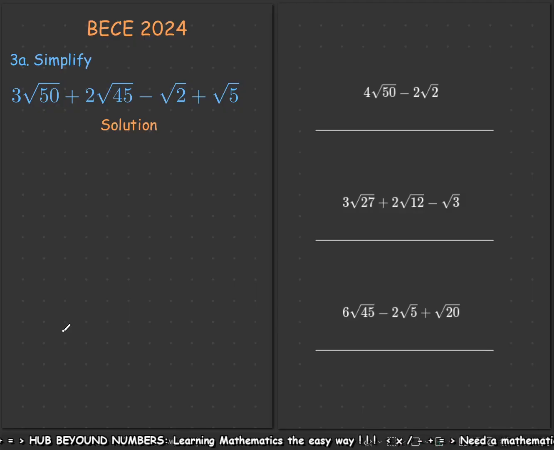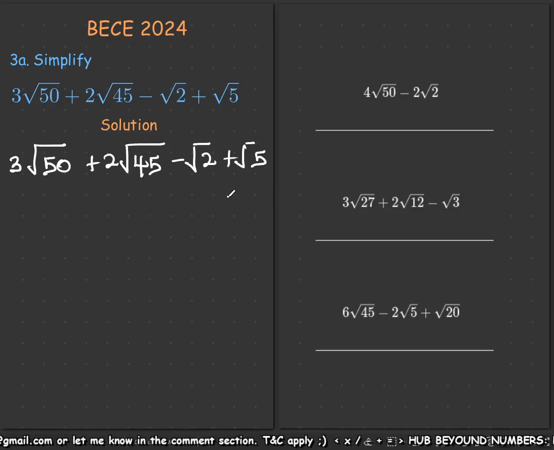Now, in this lesson, we are looking at question 3a of BECE 2024. Without much ado, let's quickly look into it. As you can see on your screen, the question says you have to simplify 3 root 50 plus 2 root 45 minus root 2 plus root 5. So how do we go about this? Let me write the question down first.